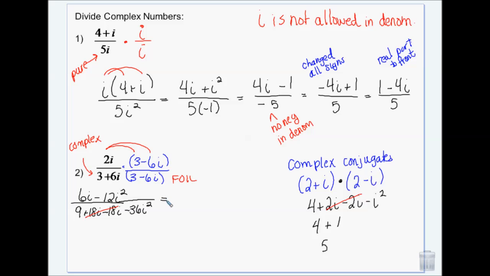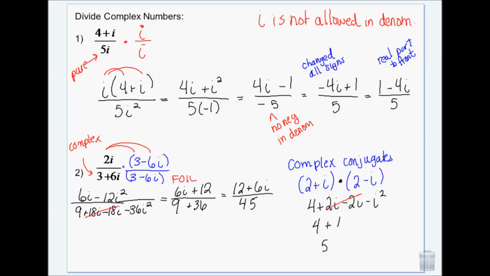Negative 12i squared becomes positive 12. Because i squared is negative 1, and negative 1 times negative 12 is positive 12. And then I have 9. Negative 36i squared becomes positive 36. Because i squared again, negative 1 times negative 36, positive 36. I have to put the real part in front. And 36 plus 9 is 45.